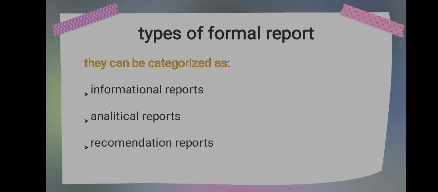There are three types of formal reports. First one is informational report. Informational report presents results so readers can understand a particular problem or situation. Second is analytical reports. This type goes a step beyond presenting result. Analysis report presents result, analyzes the result, and draws conclusion based on the result. And finally is recommendation reports. This type advocates a particular course of action. This usually presents the result and conclusion that support the recommendation.